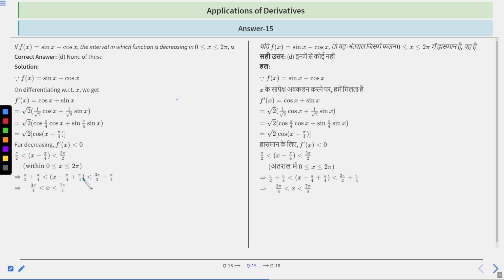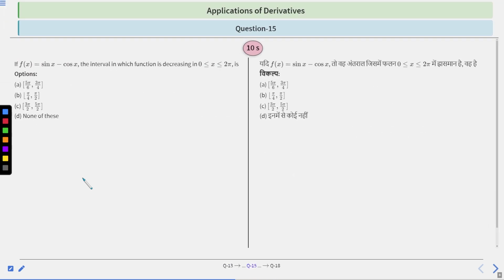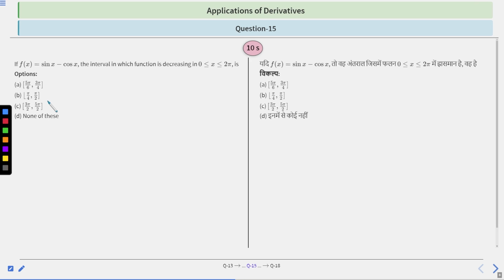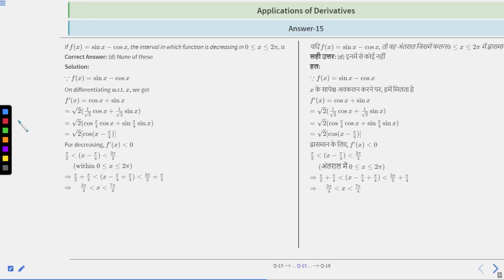For this function to be decreasing, x must lie in that interval. I don't think any option matches with this, so I think option D is the right choice. None of these, clear. Okay, let's move to the next question.